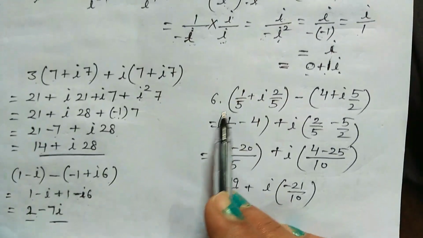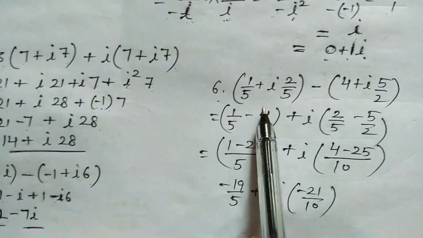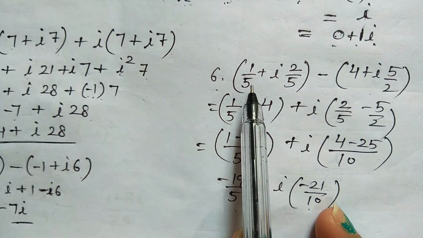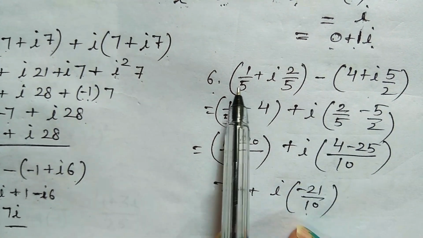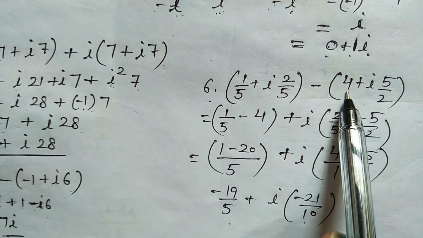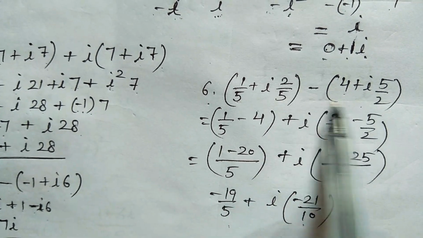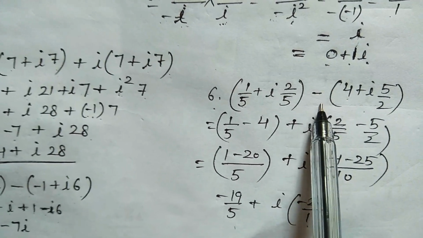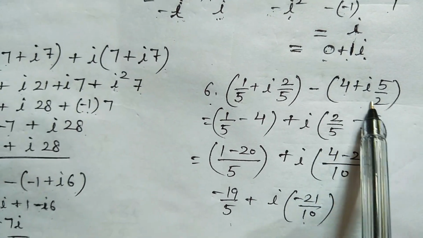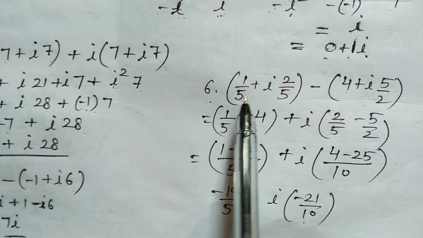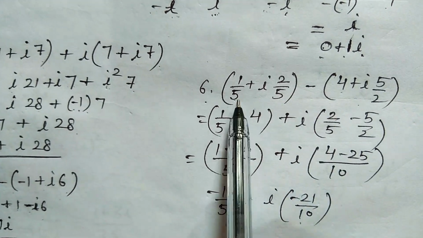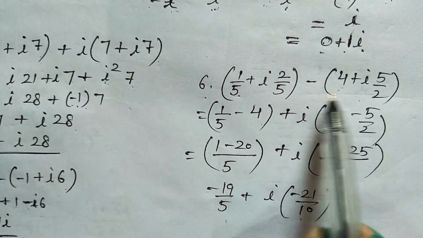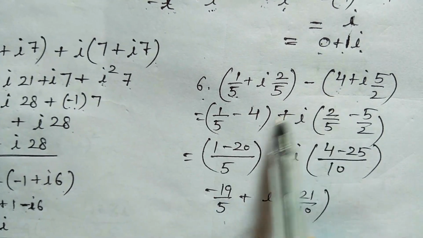Now come to the next, sixth question. This is given, we have to write it in the form of a plus iota b. In the same way, we will add or subtract like terms. So 1 by 5 is the real part and 4 is also a real part. Firstly, open this bracket. 1 by 5 plus iota 2 by 5 minus 4 minus iota 5 by 2. So firstly, we will take together like terms. So here 1 by 5, here 4. These are the real parts. So 1 by 5 minus 4.